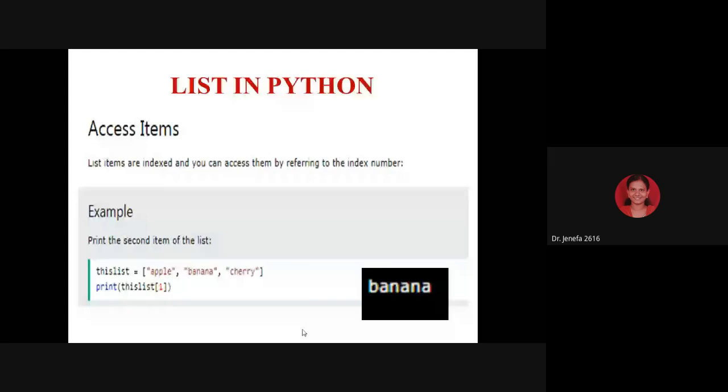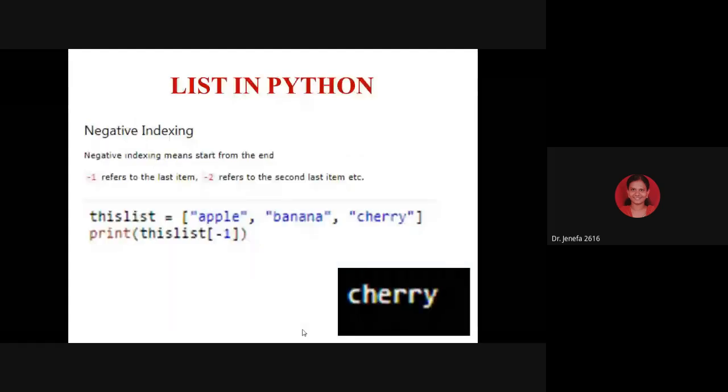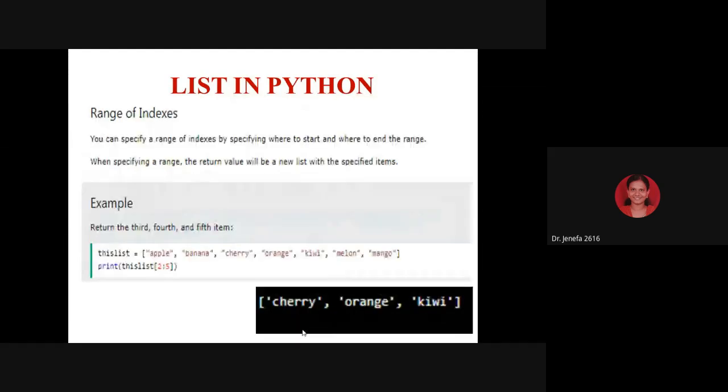The negative indexing is that -1 refers to the last item, -2 refers to the second last item. So if you want to access the last data item that we have used in the list, by using the negative index number, we can access the data item from the last.